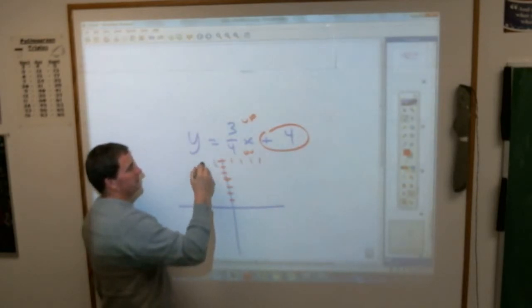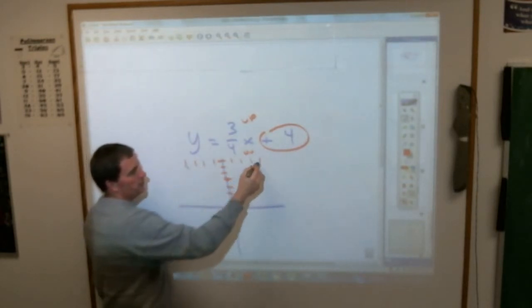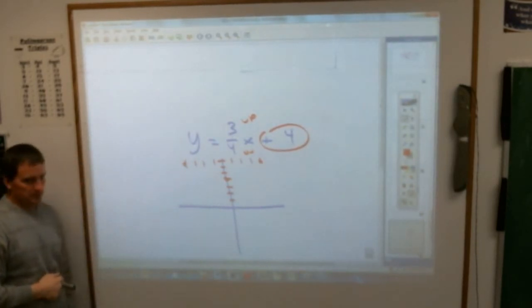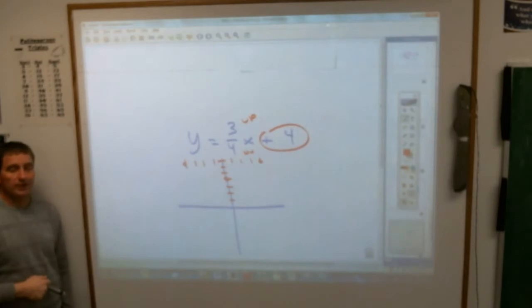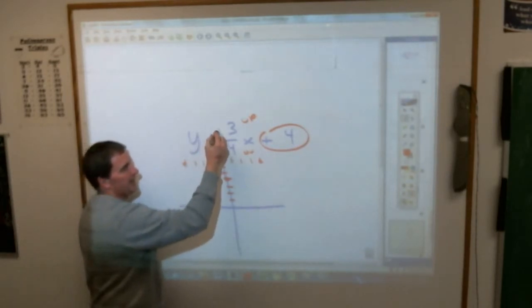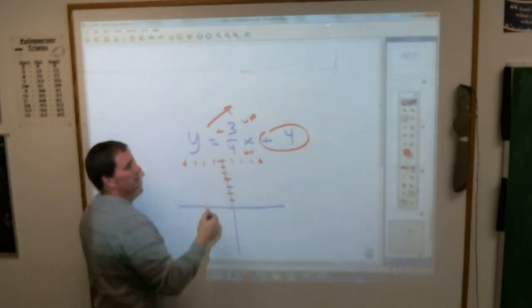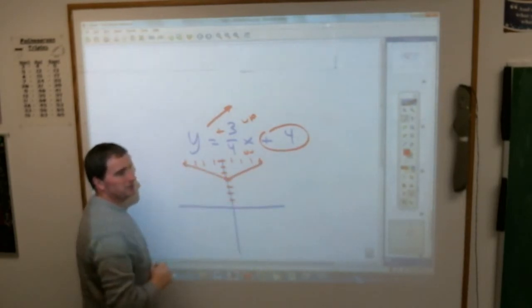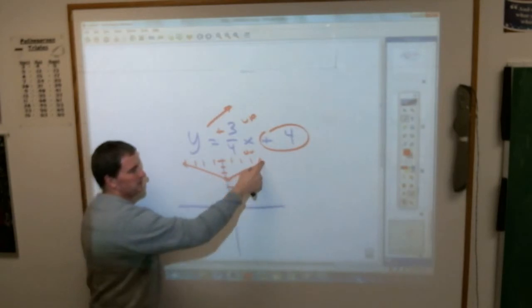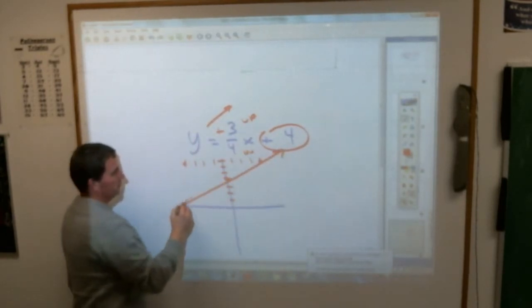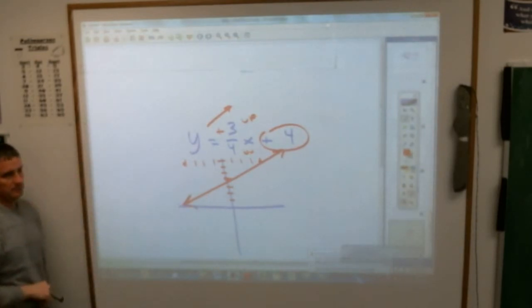Now here we have to stop for just a second and talk about this. Unfortunately, children, I can go over 4 in 2 different directions. How do I know which one it is? Well, it has to be the one that gives you a positive slope. And a positive slope has to go uphill. So which one of these gives me the positive slope? Has to be this one. So bam, I draw my line between those 2 points, and that's the graph of that line.